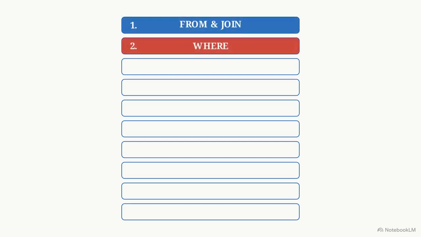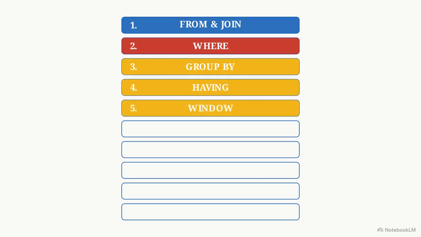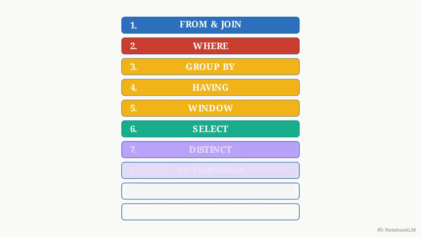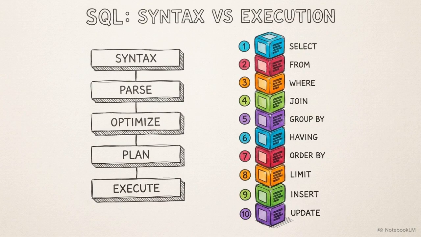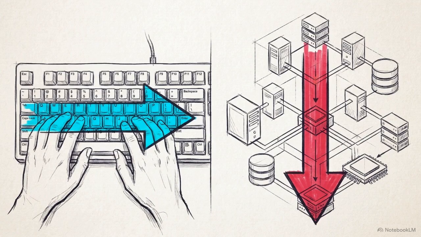Watch the true 10-step logical execution order. The engine binds the source tables first. Second, it applies row filters. Third and fourth, it groups and filters those aggregates. It is only at step 6 that it projects your specific select columns, before finally moving on to formatting, sorting, and slicing. This cheat sheet maps out the final required perspective. True SQL mastery requires a dual mindset. You have to type left to right to build valid syntax, but you must architect your logic top to bottom to command the execution pipeline.